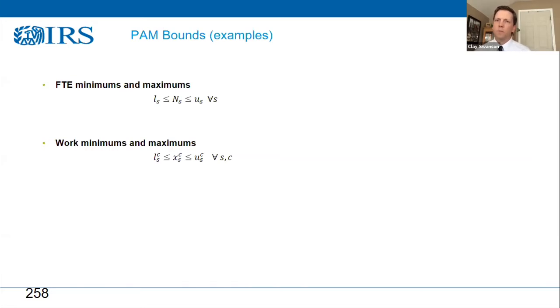We can also specify lower or upper bounds on work. And not listed here, but another bound that we've established are non-negative bounds on FTE allocations. So PAM doesn't take away FTE, it's only able to add FTE. Next slide.